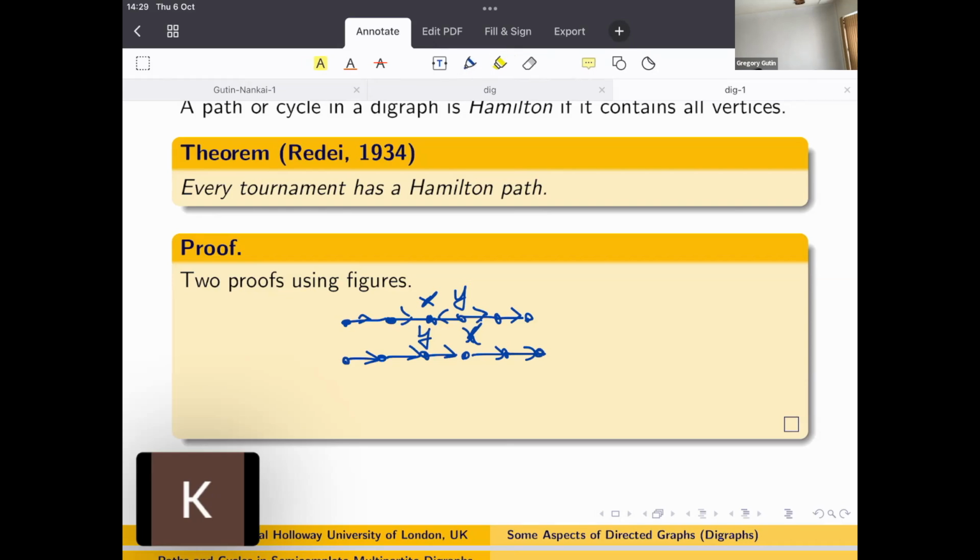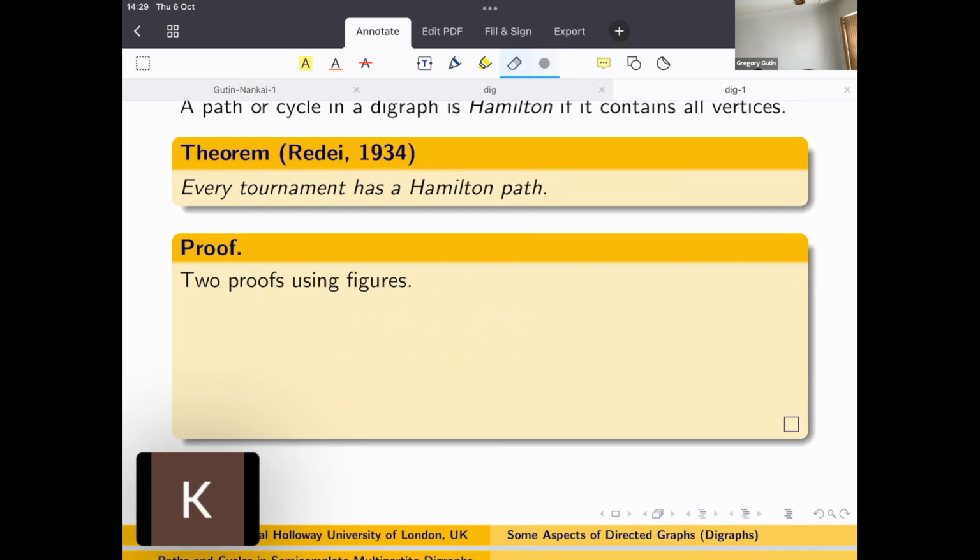Now, if you want some other proof, which generally can be found in books, then it's a proof by induction. By induction, it means that you remove one vertex from the tournament, then by the induction hypothesis, you have a Hamilton path in what's left.